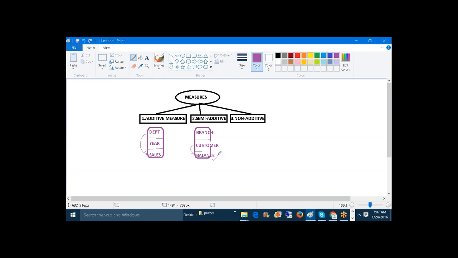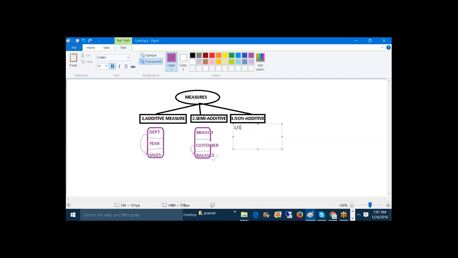And next, number 3, non-additive. What about the non-additive measure? If the measure is not supporting any aggregations to give the meaningful outputs, then such a kind of measure is known as the non-additive measure. So what are the examples? All the irrational values like 1 by 10,000 or 1 by some value like this, and the decimal values like 0.0001, and the percentage values, they come under the non-additive.